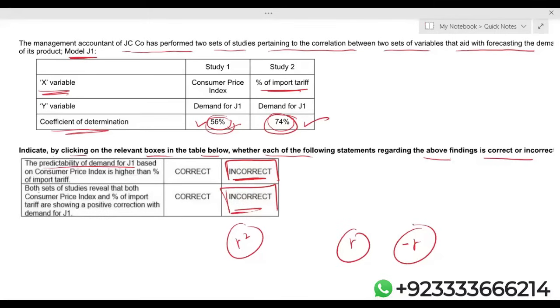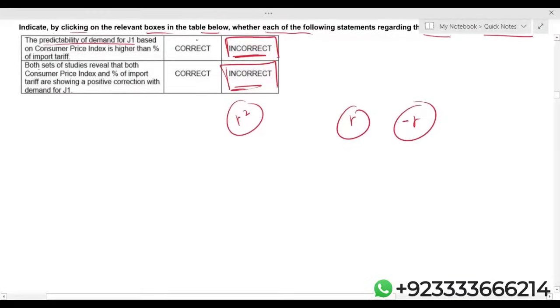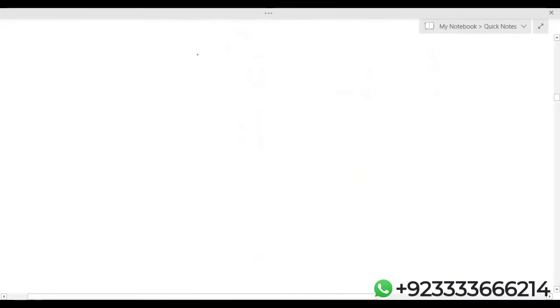the basis which we are using is the coefficient of determination, which is R square, and R square is obviously positive. Even if R is negative, when I calculate the square of that R, it will be positive. So that is why the second one is incorrect. They are saying both sets of studies reveal that consumer price index and percentage of import tariff are showing a positive correlation, not necessary, because we're not deciding on the basis of correlation. The information in front of us is the coefficient of determination, which is R square, and R square is always positive.